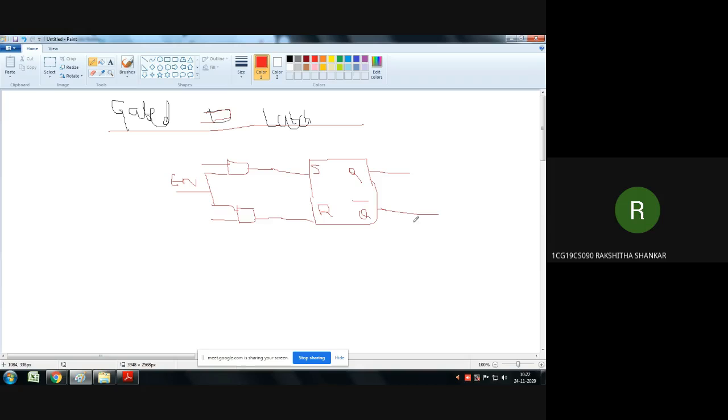Gated SR latch. Yes, it is gated SR latch. Okay, so now how do I get the D latch? It is simple. Convert an SR latch to D latch.